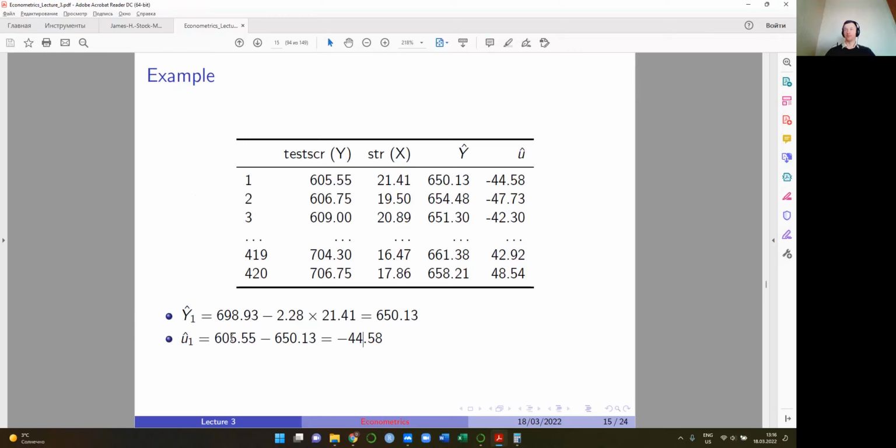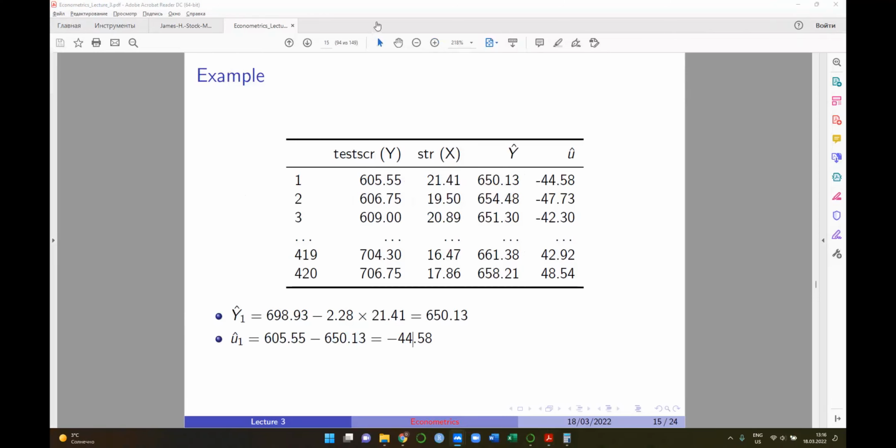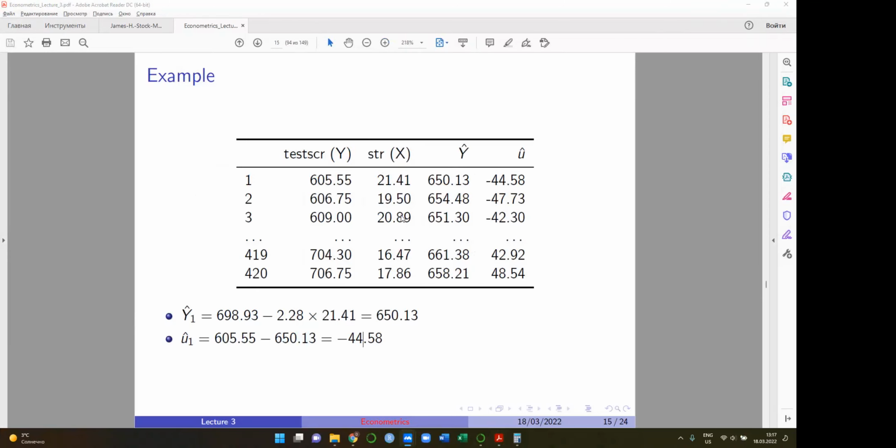Any questions? No, but the residual is like a static, yes? Yes. Okay, thank you.